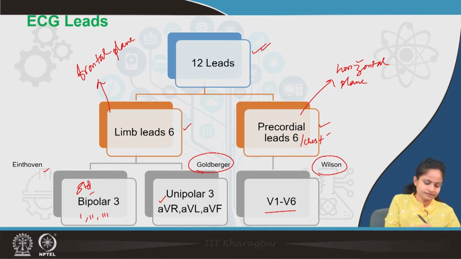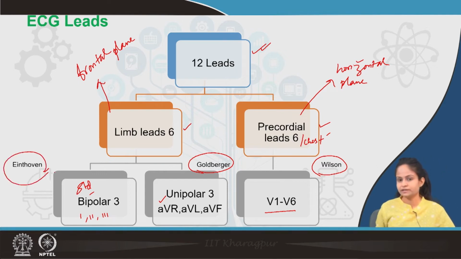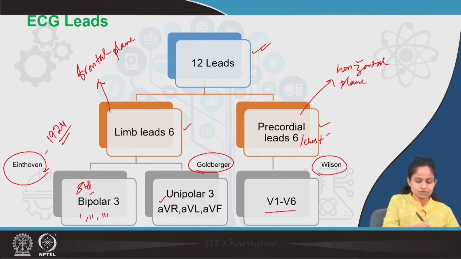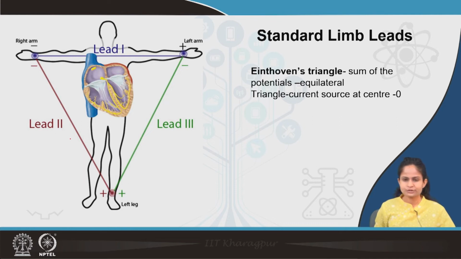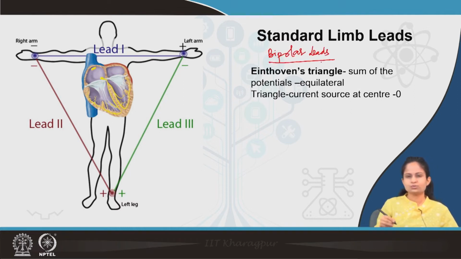Now, William Einthoven is a very significant name here because this person got the Nobel Prize for the discovery of ECG in 1924. So, William Einthoven discovered the standard limb leads, Goldberger the augmented unipolar limb leads, and the chest leads, V1 to V6, were discovered by Frank Wilson. Now, coming to the standard limb leads, as I told you, they are nothing but the bipolar leads. So, what do you understand by the bipolar leads?